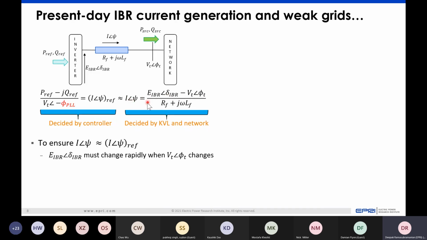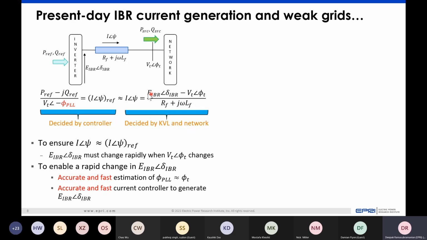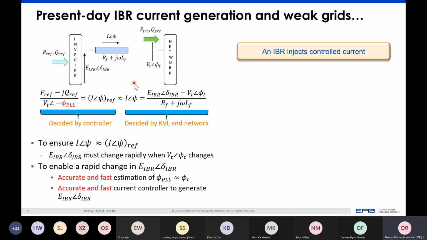And if that goal can be achieved in a suitably fast time frame, then I can still try to meet I reference and meet its power order. But in order to change E and delta, it needs to track phi quite fast and accurately. At the same time, it also needs a current controller that's changing E and delta quite fast and accurately so that it can meet this objective. So there are these two fast control loops that play a crucial role in how an inverter-based resource interacts with the network. So it injects control current, we have defined that.